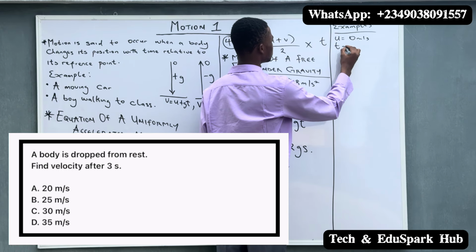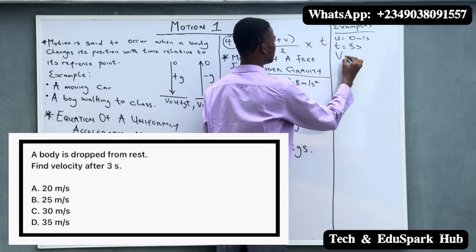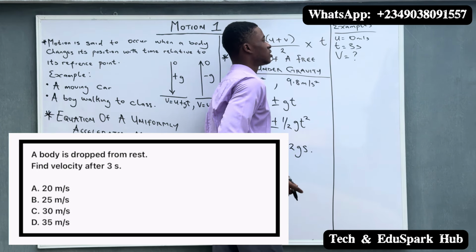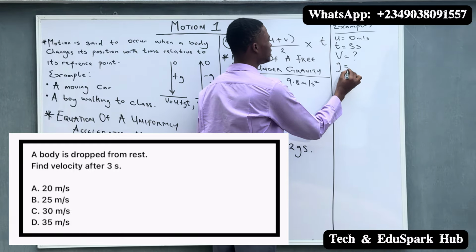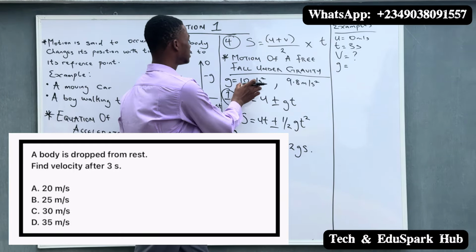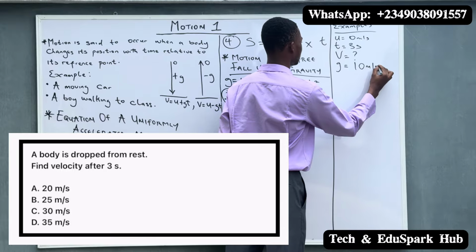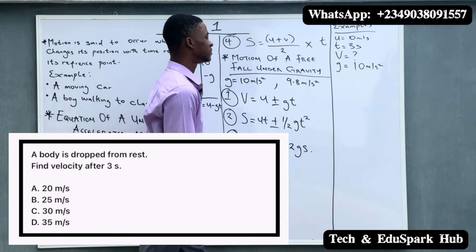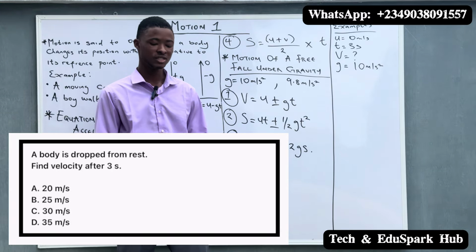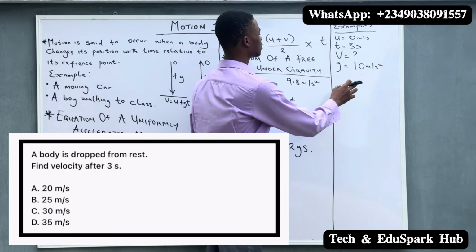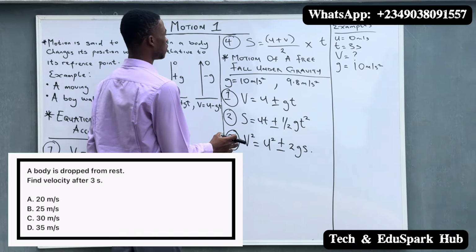And also find its velocity after 3 seconds. So the time is 3 seconds. The question is asking us to find the velocity after 3 seconds, which is unknown. Our g is not given, and I said if we are not given g, we will use 10 meter per second square. But if g is specified to be 9.8 meter per second square, that is when you will use 9.8 meter per second square. So looking at all these parameters, which formula do you think is suitable to use under the motion of a free fall?